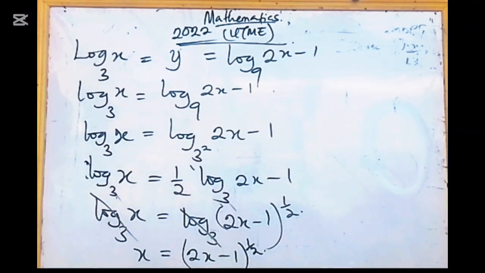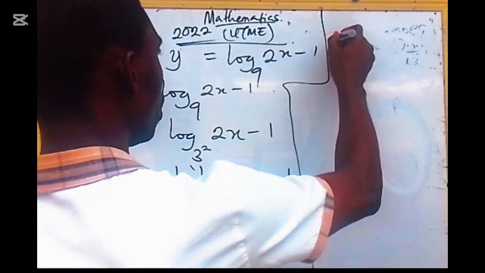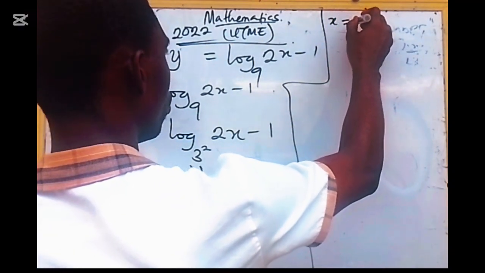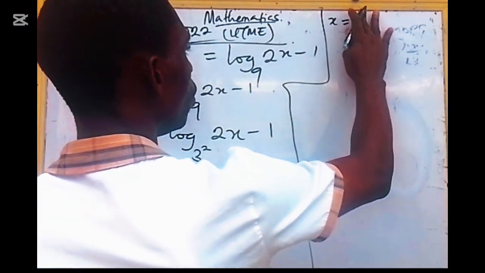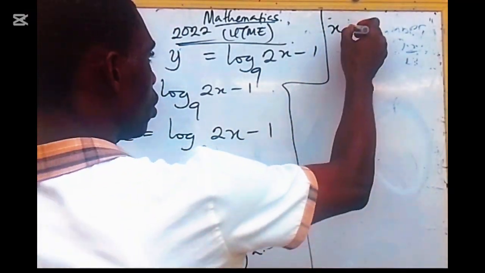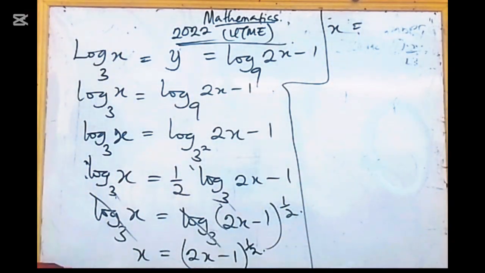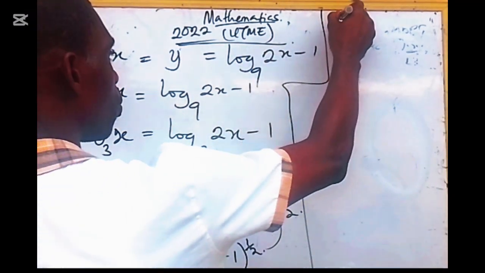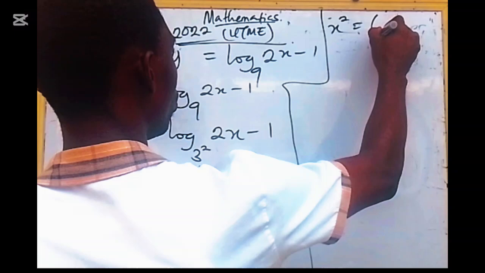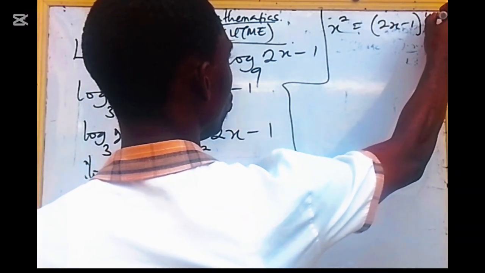Right? Now let me rewrite it. It will become something like this: x equals the square root of 2x minus 1. I want to remove this half here. If I want to remove it, I will put a 2 on this side and a 2 on that side, so raised by 2 here. This one also, 2x minus 1, raised to 1 over 2 times 2 also. The 2 will cancel the 2.